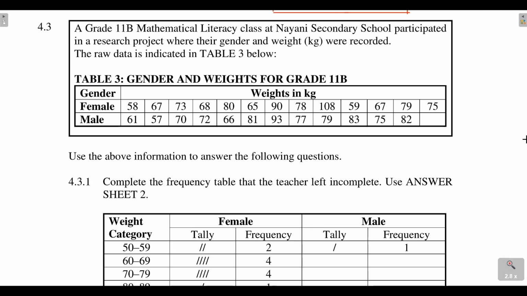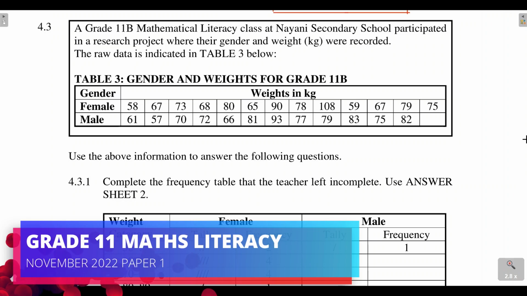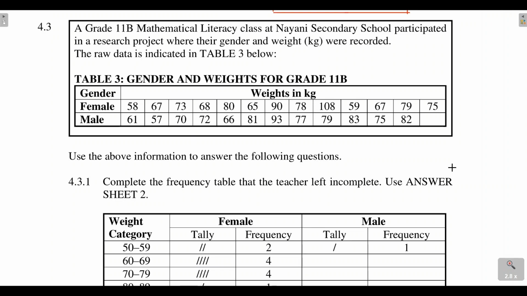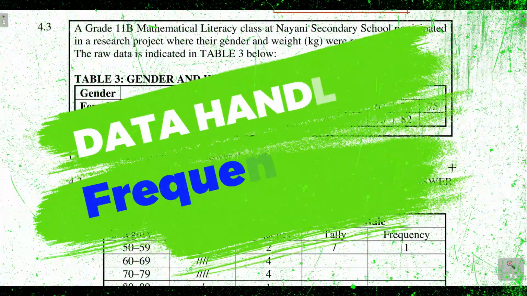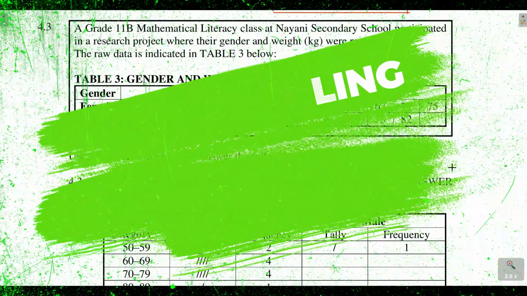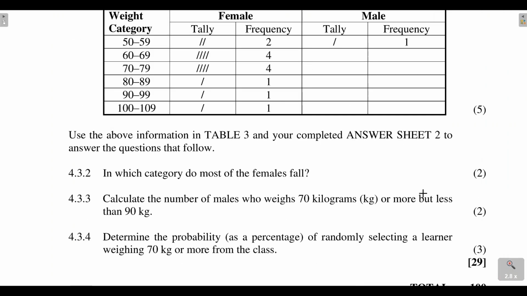So in today's video tutorial guys, we are going to be tackling question 4.3 from the grade 11 mathematical literacy paper 1 that was written in November 2022. In this video tutorial, we're going to be focusing more on data handling. This question tests concepts relating to the topic that you did within data handling, and in this instance it's you being able to complete or fill out a tally table, analyze a tally table, and also calculate probability.